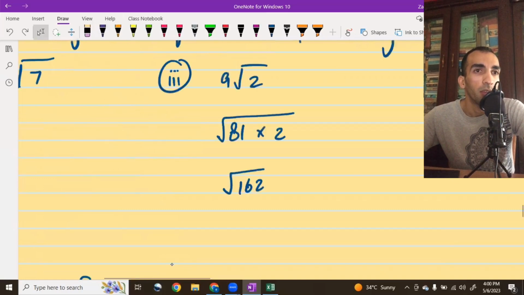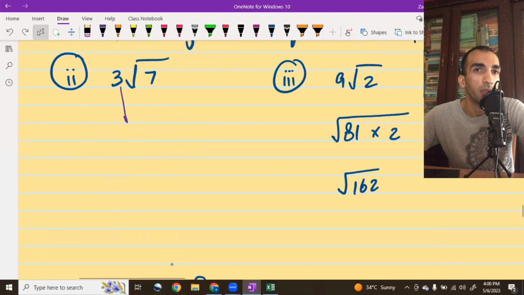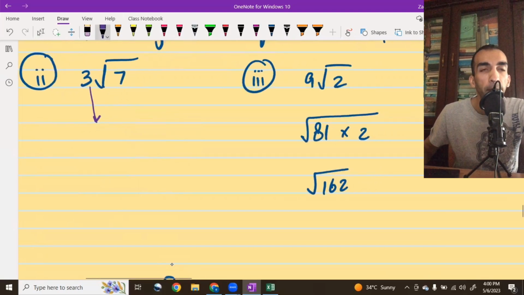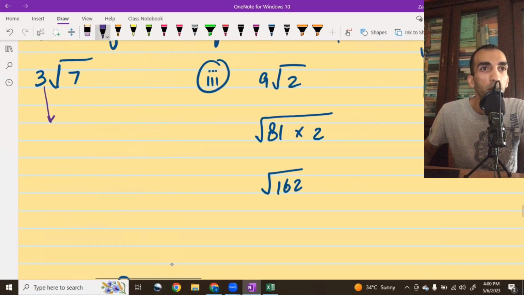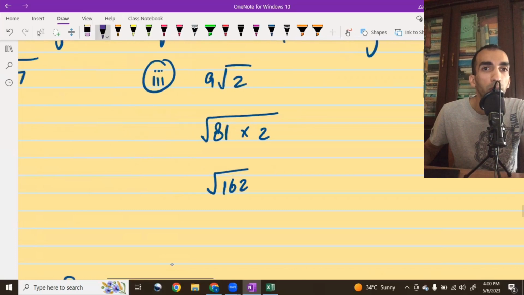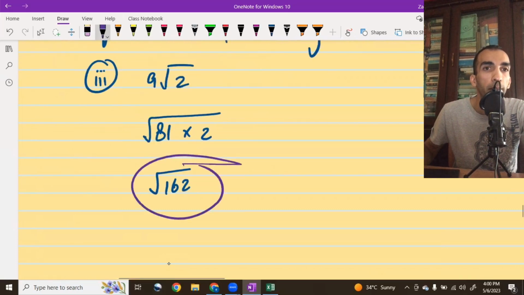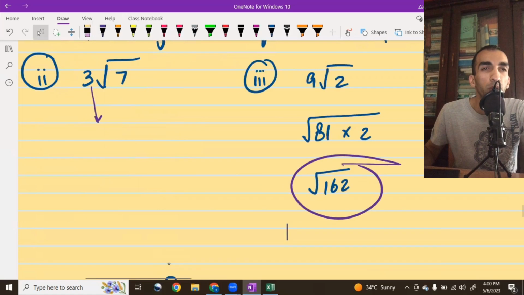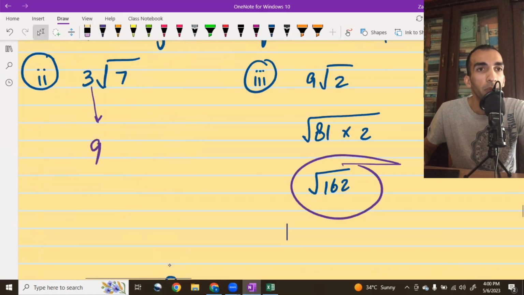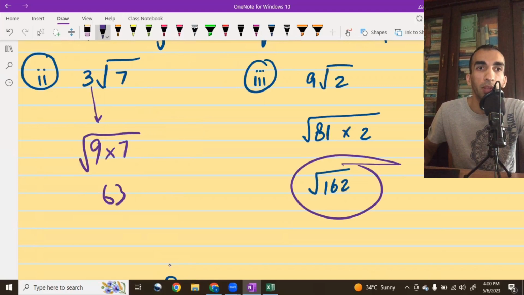If I were to ask you to solve this, what are you going to do? Without a calculator, obviously, we need to put it into this format. What do we do with square root? We square it. What does this become? 9 times 9 times 7, which is 63. And we write the square root of that.